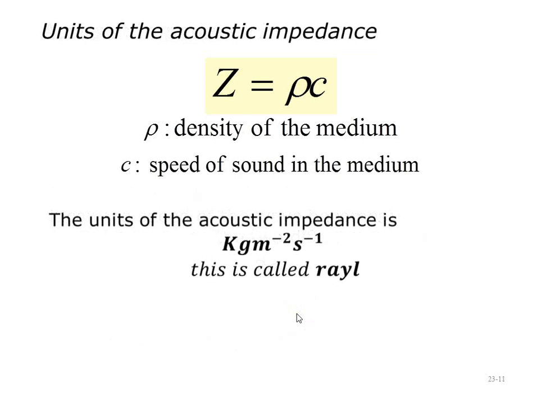The units of the acoustic impedance, of course, we know that Z equals rho multiplied by C. Rho has units of kilogram per meter cubed and C has units of meter per second. Therefore, by multiplying them, we can get the units of acoustic impedance as kilogram meter to the power minus 2 second to the power minus 1. This is called rayl.